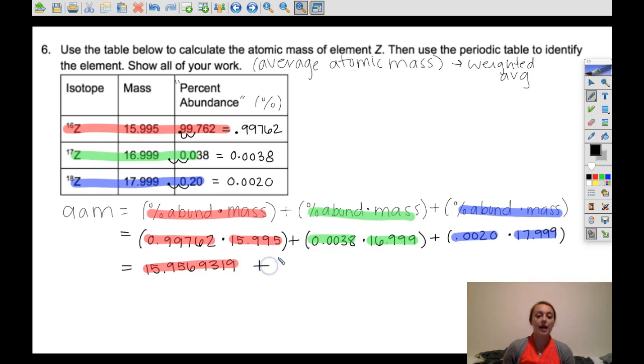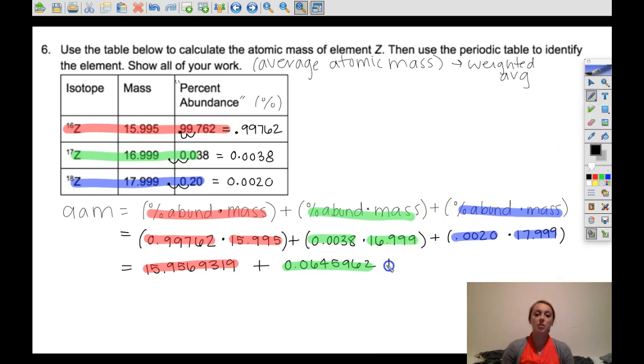And then I'm going to add the next factor. So 0.0038 times 16.999. And I received a decimal this time of 0.06459962. So this number is the answer to this green problem.